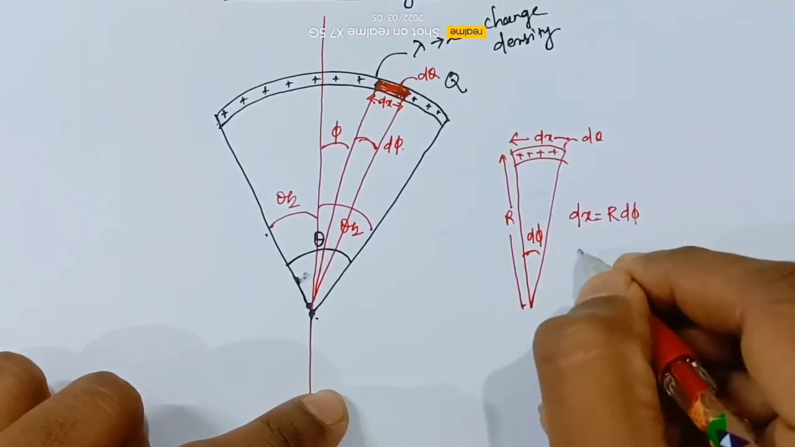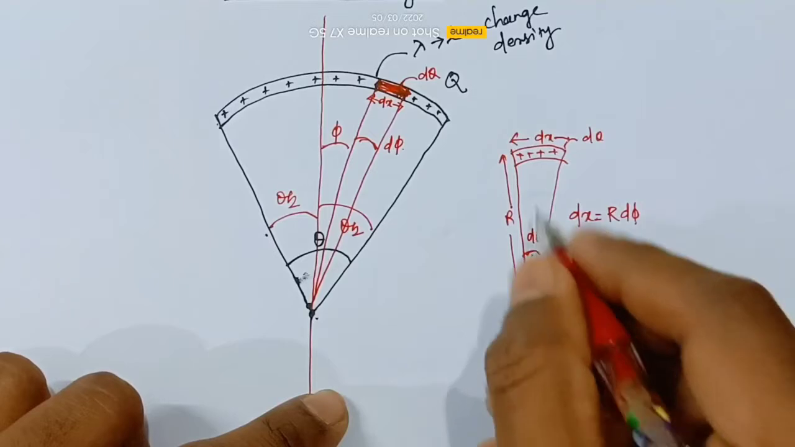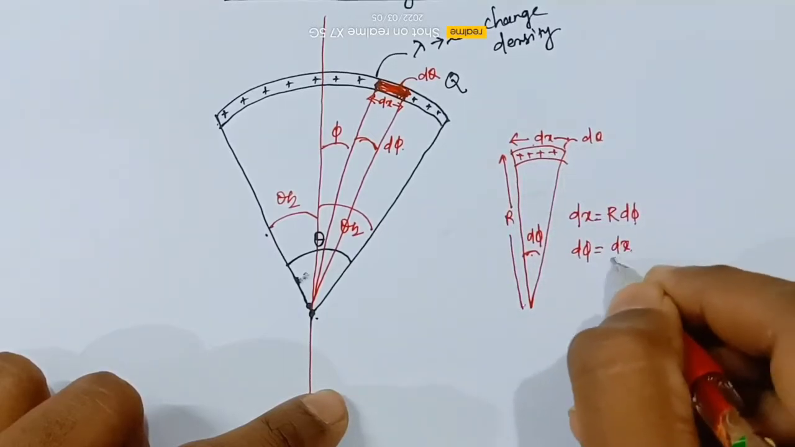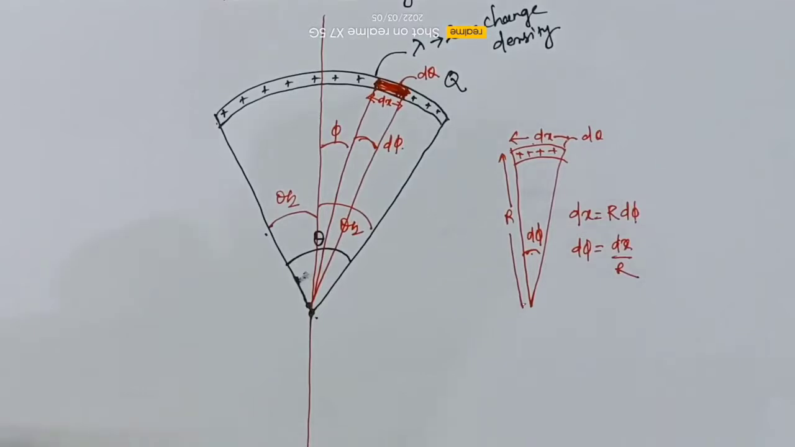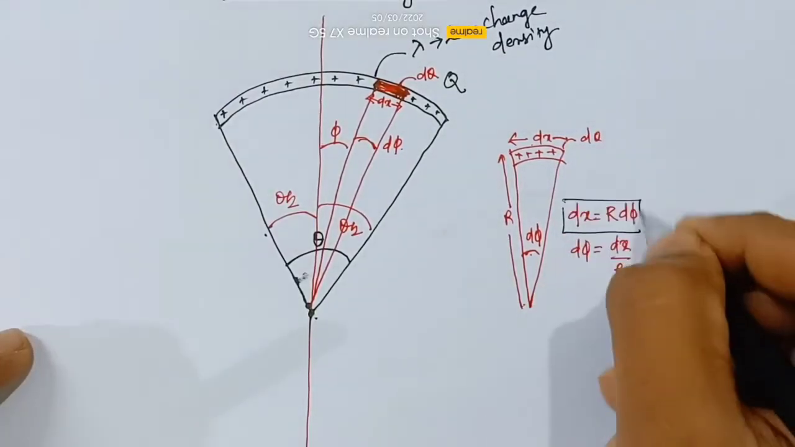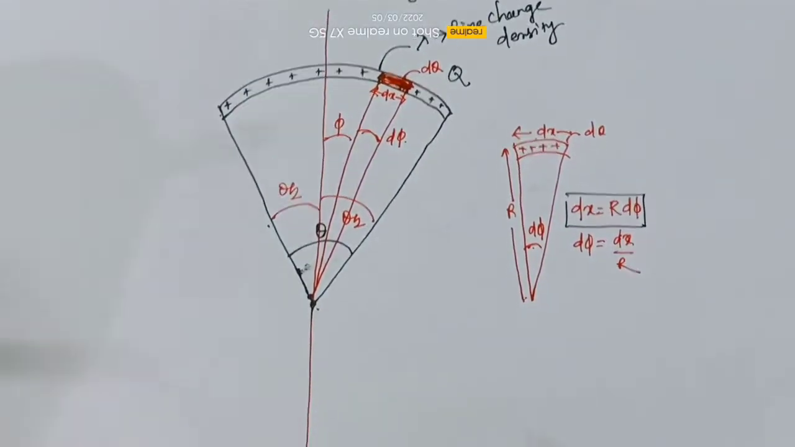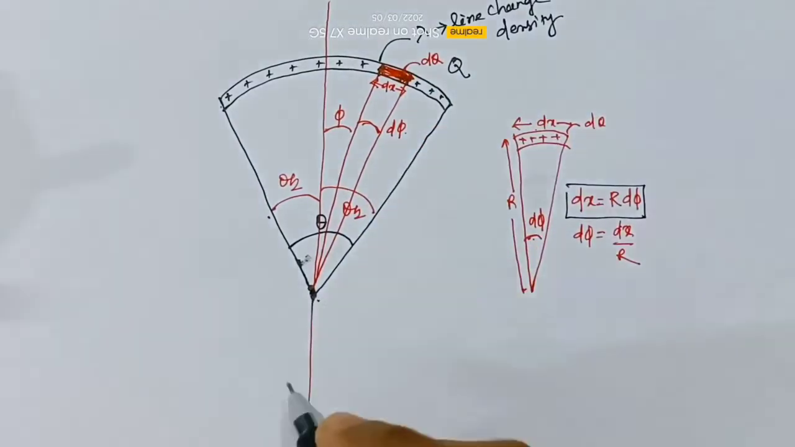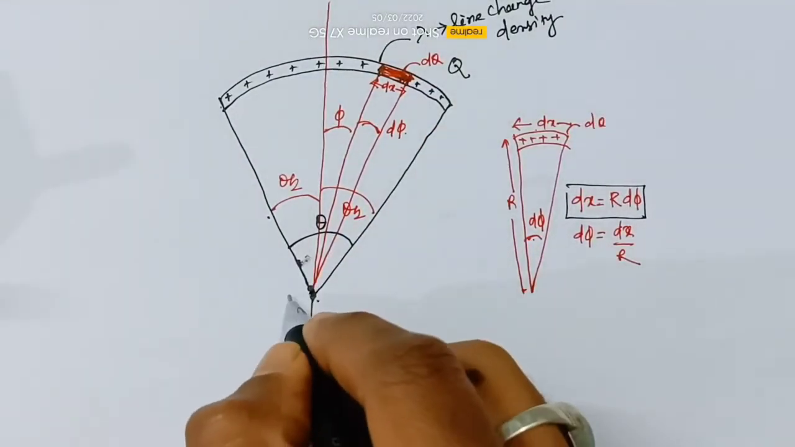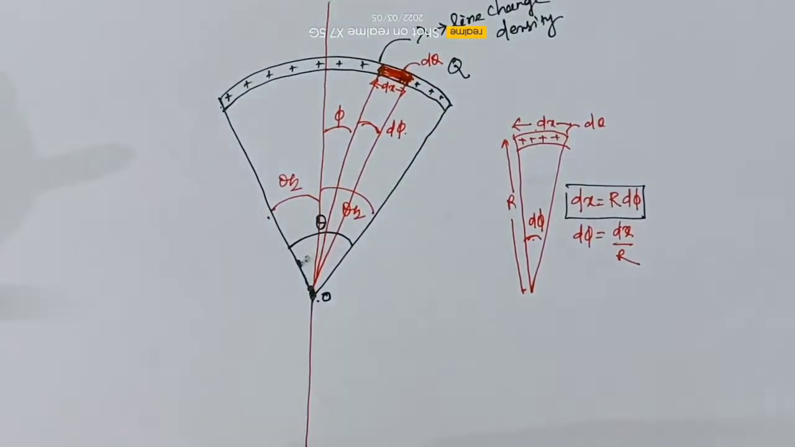So using that concept, can I say dx equals r d phi? Yes, because the angle equals arc length upon radius. So dx equals r d phi. This is an important result to keep in my checklist. This is dq, and exactly at this point, I need to find the expression of the electric field at point O.